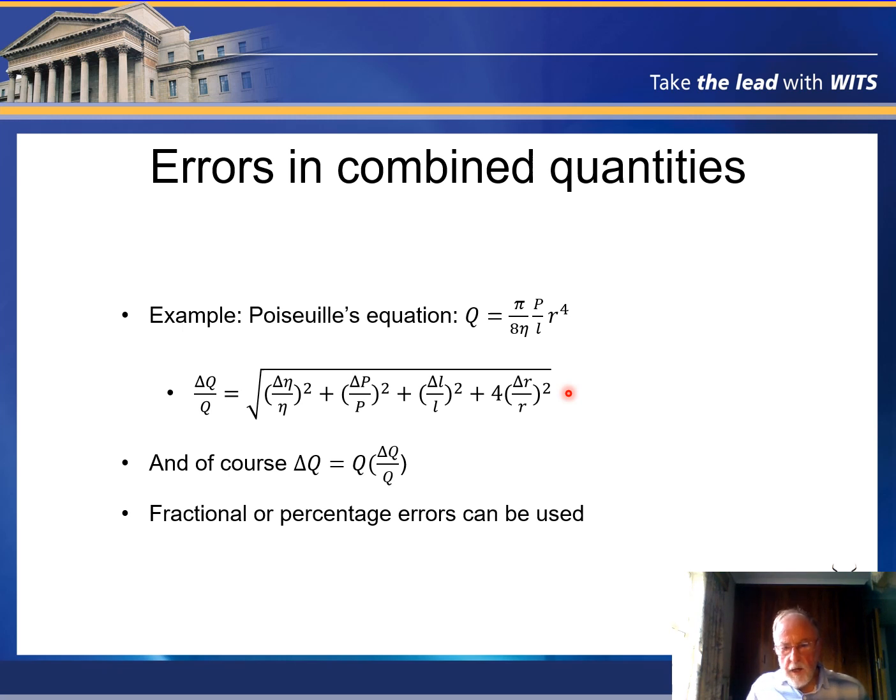And once again, notice it doesn't matter whether the quantities were multiplied in the original equation or divided. You always add the errors. It's an illustration of the fact that the errors never get smaller, they always get bigger if we include several of them. And notice that we've got a relative error in this thing Q, which is the flow rate through the tube. And if you want the actual value, the absolute value of delta Q, then we cross multiply by Q in order to get it.